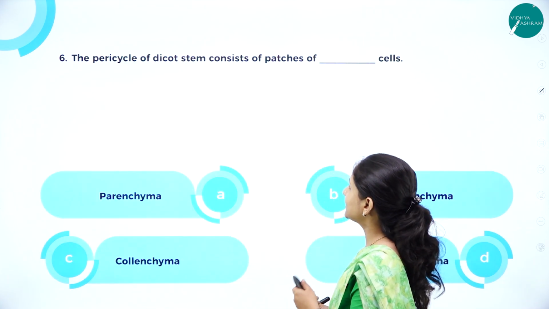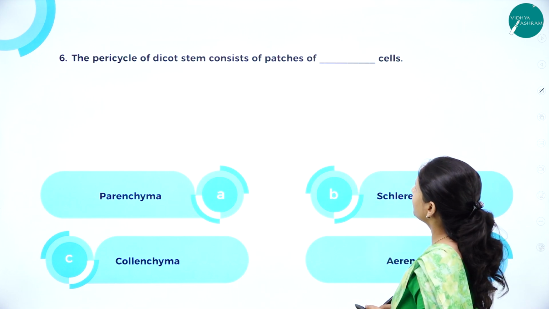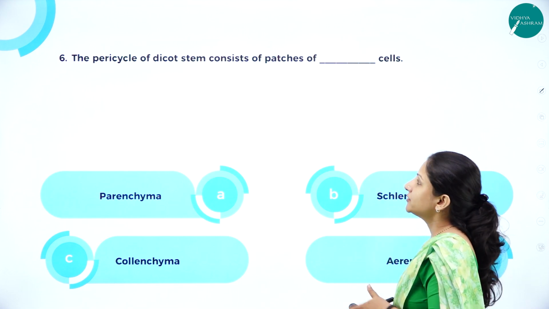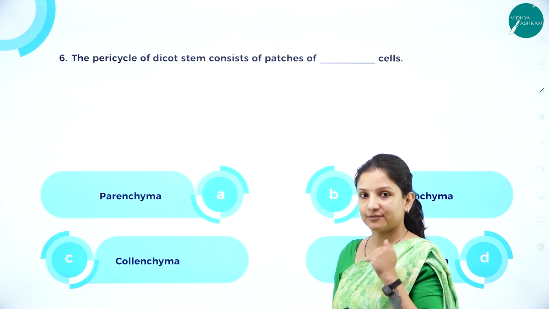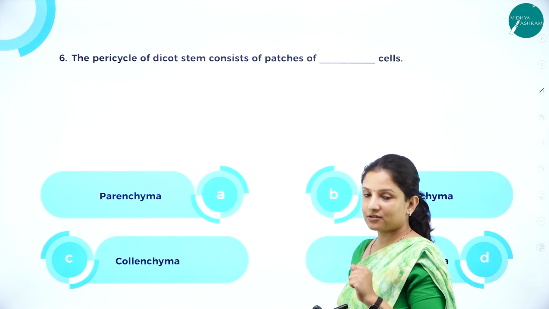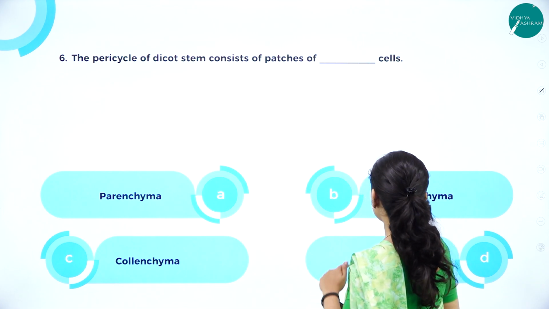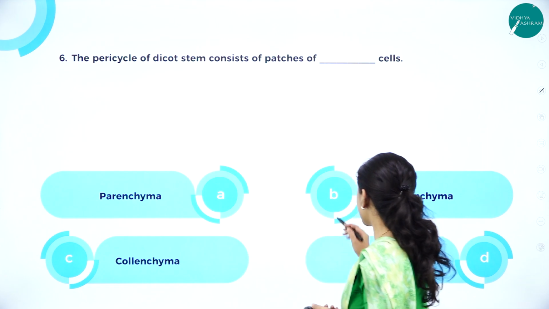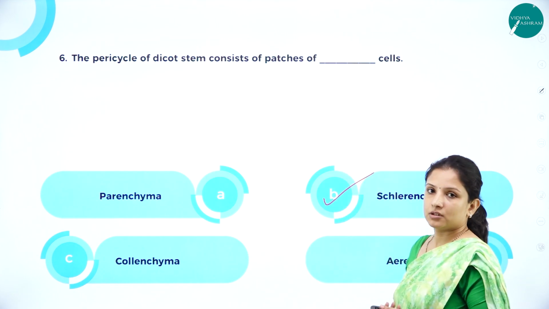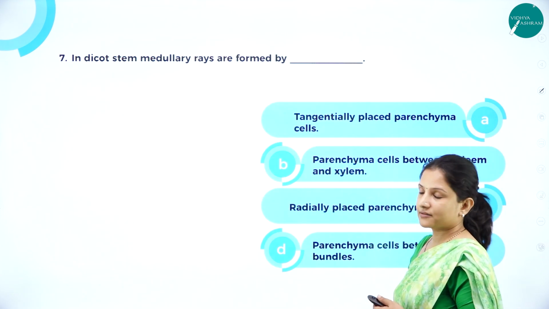Next question. The pericycle of dicot stem consists of patches of dash cell. So, in the dicot stem, below the endodermis, there is a layer called the pericycle. What is it made up of? Is it parenchyma, sclerenchyma, collenchyma or aerenchyma? So, it consists of patches of sclerenchyma. Option B is the right answer there.